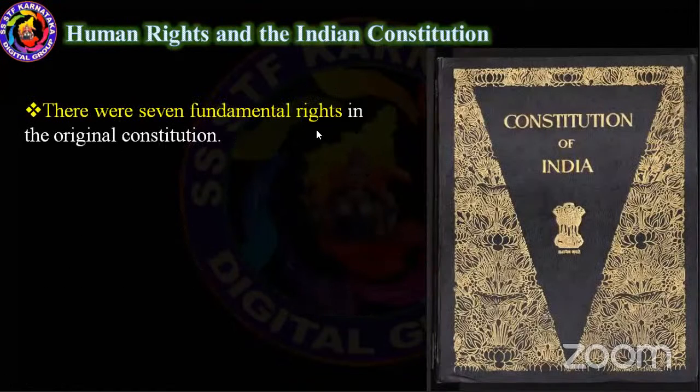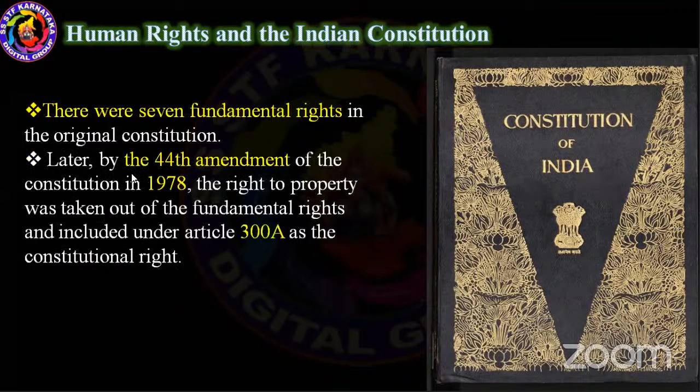There were 7 fundamental rights in the original constitution, but later, by the 44th amendment of the constitution in 1978, the right to property was taken out of the fundamental rights and included under Article 300A as a constitutional right.